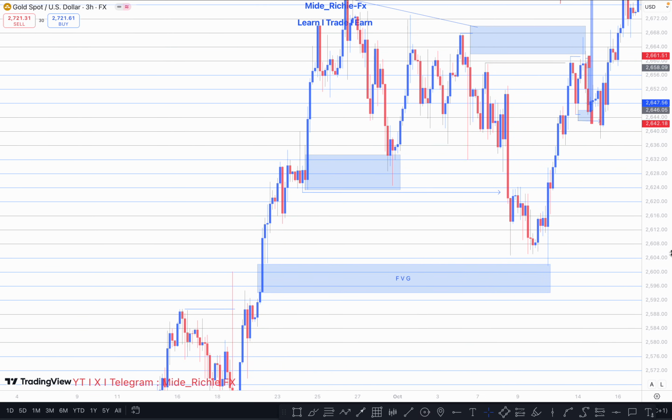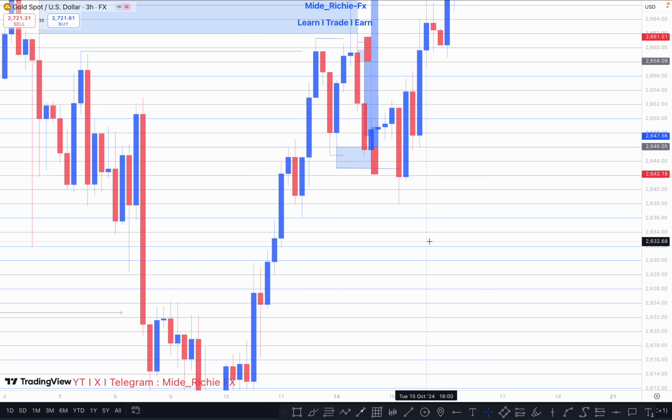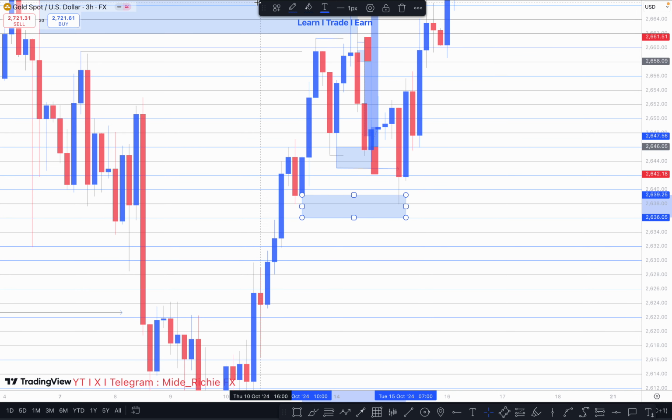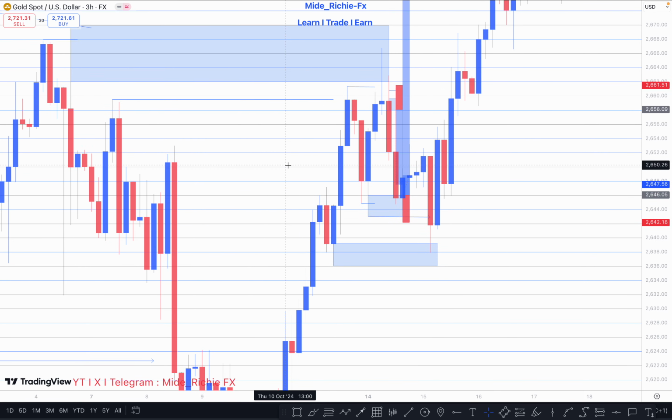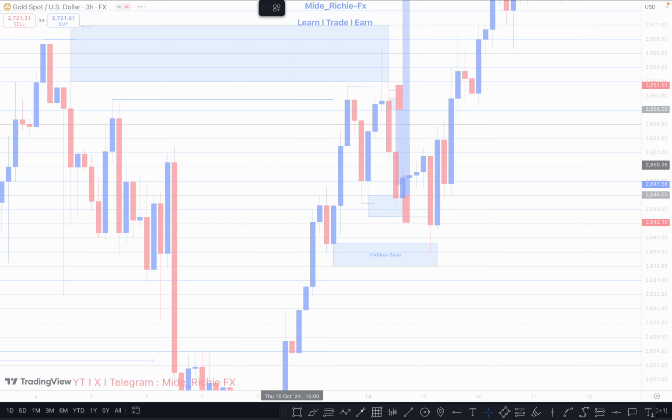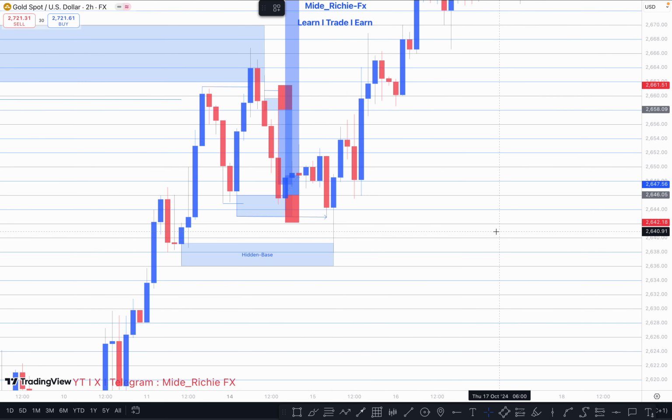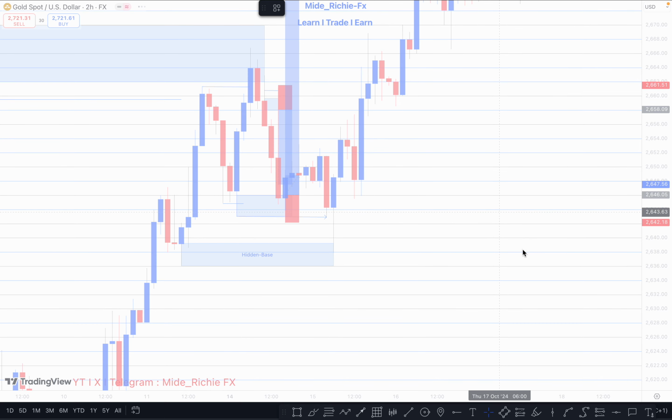Okay, so I now see the market mitigating a particular hidden base. This one right here. In terms of the week, basically that's a hidden base right there. And this particular hidden base has a sweep of liquidity and an inducement, right? I think it's in the 4 hour time frame basically.